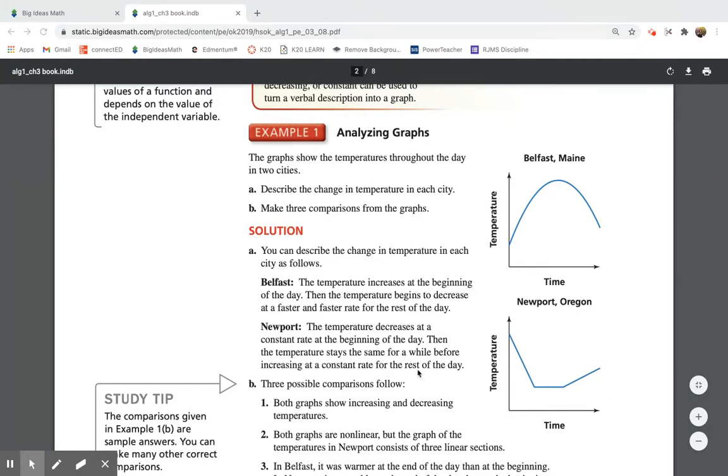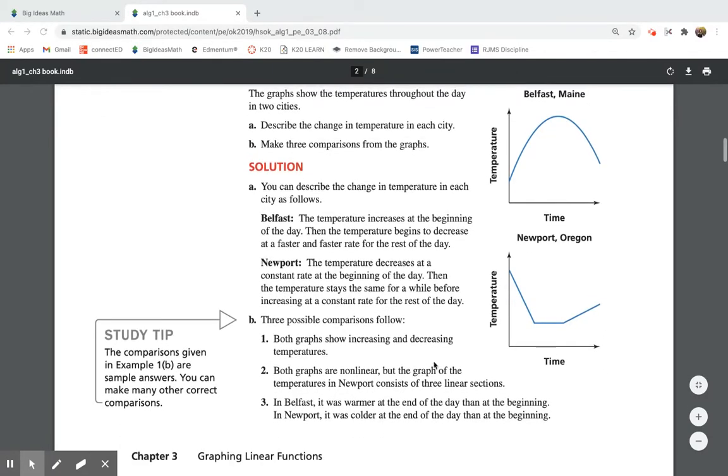So then on comparing, so the things that they list, they said, okay, well, both graphs showed increasing and decreasing. Like this one increased first, then decreased. This one decreased, then increased. They both had increasing and decreasing. That's one comparison. Another comparison, which is the easiest one, is that they are both non-linear.